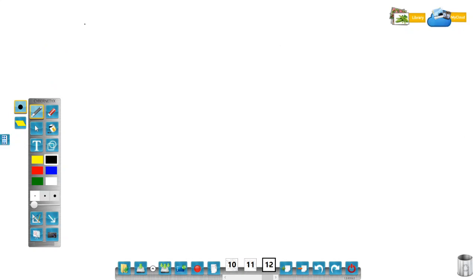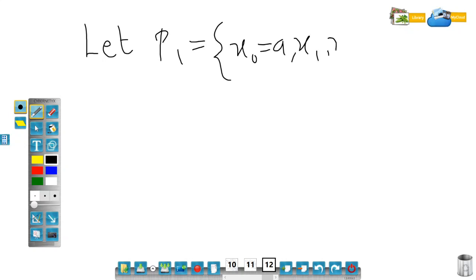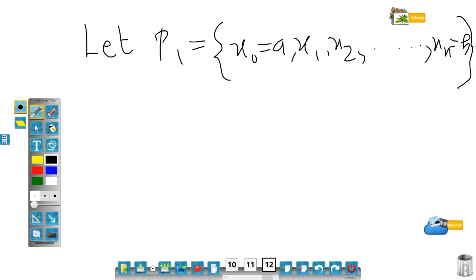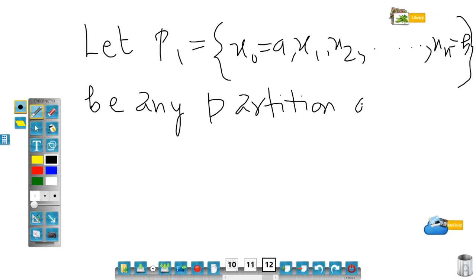So now let me define another partition. Let P1, which is x naught equal to a, x1, x2, dot dot dot xn equal to b, be any partition of closed interval a comma b.